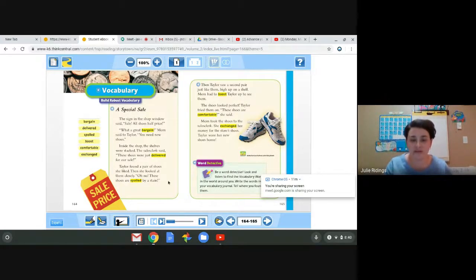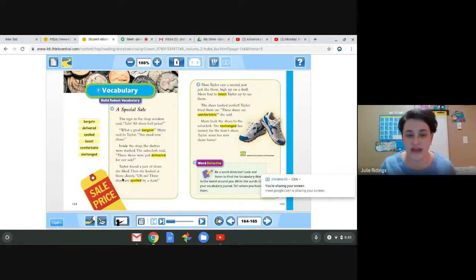All right, when I read this story, say the word in yellow out loud as you can. Ready? Just like we do in class. A special sale. The sign in the shop window said, sale! All shoes half price. What a great bargain, Mom said to Taylor. You need new shoes. Inside the shop, the shelves were stacked. The sales clerk said, these shoes were just delivered for our sale.